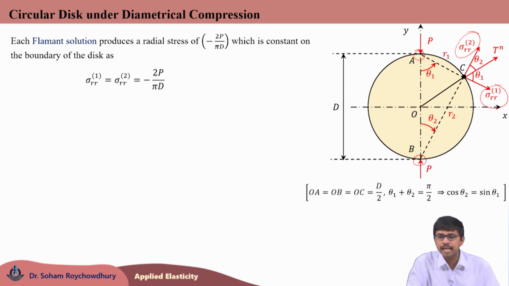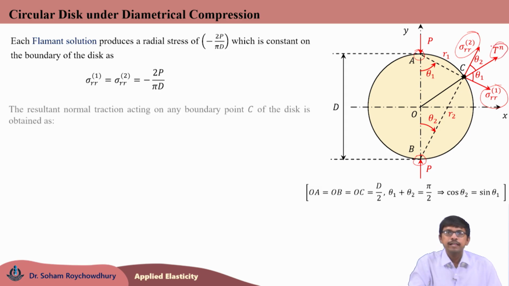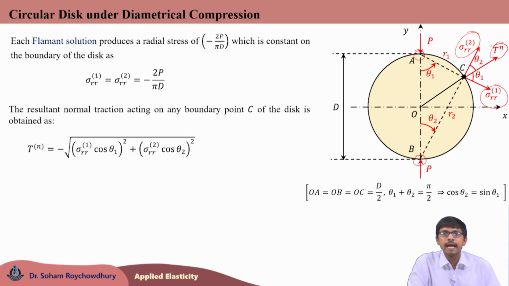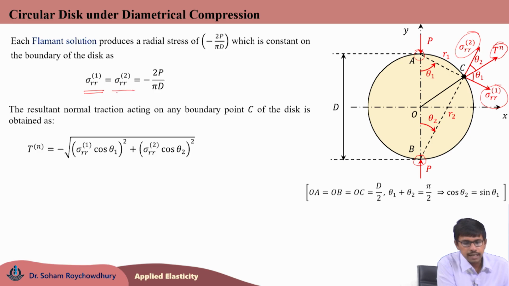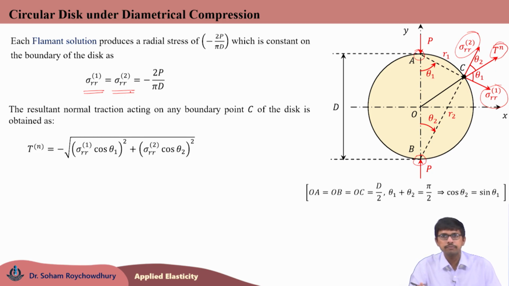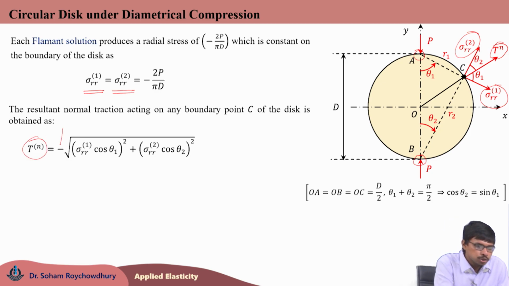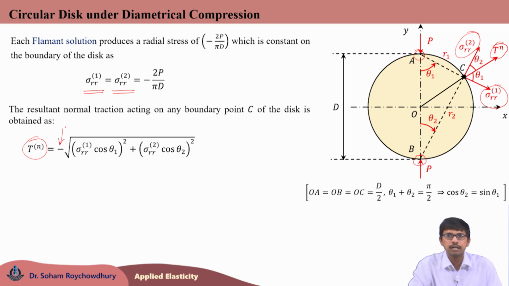Now, let us consider capital Tn. This is the resultant normal traction acting on the boundary point C, which is the resultant of sigma RR1 and sigma RR2. Sigma RR1 and sigma RR2 are acting along two different directions defined by theta 1 and theta 2 respectively. Considering the vector resultant of these two, we will be getting this Tn as the resultant vector, and sigma RR1, sigma RR2 both being compressive in nature, both having a negative magnitude, the resultant Tn should also be compressive in nature, should have a minus sign.